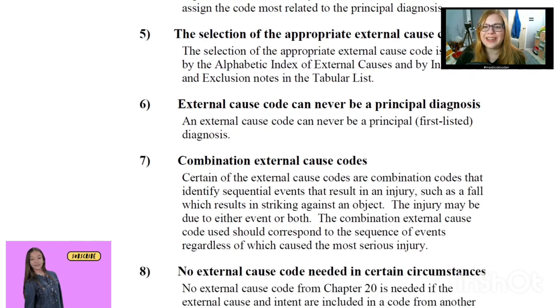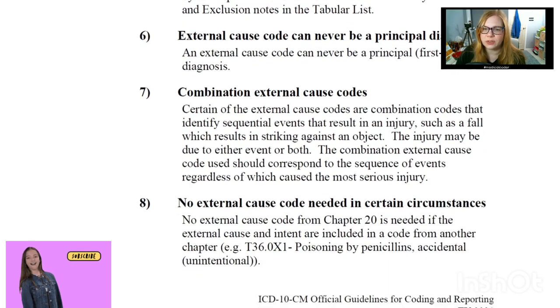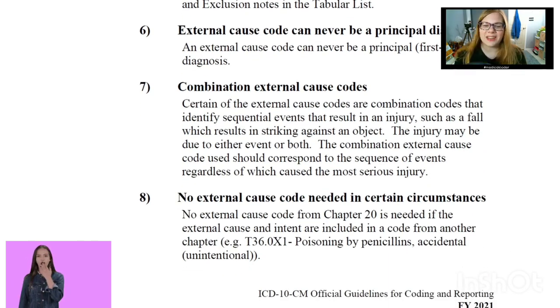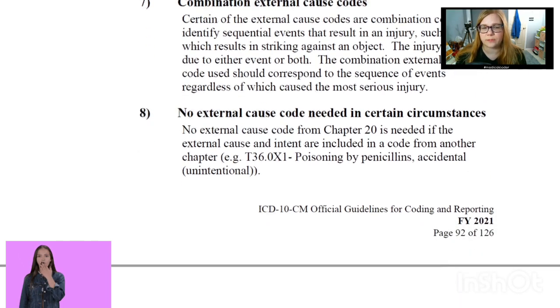External cause codes can never be a principal or first listed diagnosis. Some of the external cause codes are combination codes, and they identify sequential events that result in an injury, such as a fall that results in striking against an object. The injury may be due to either event or both. The combination external cause code should correspond to the sequence of events regardless of which caused the most injury.